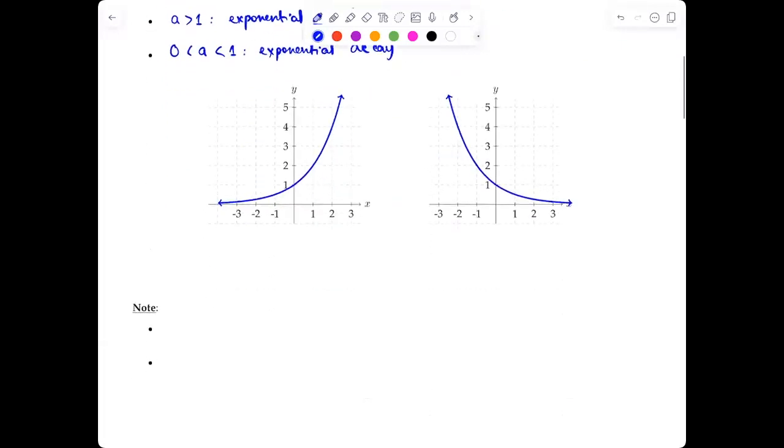The first graph is for exponential growth, where A is greater than 1. And for the second graph, you have exponential decay.